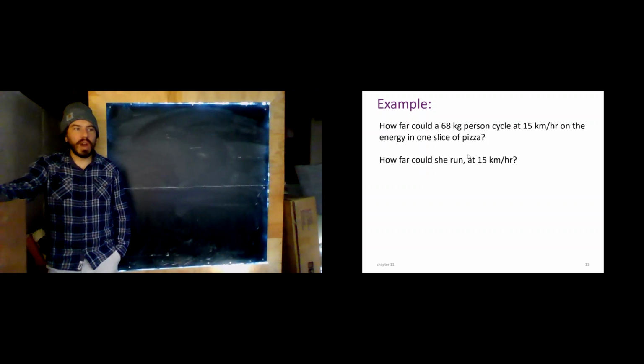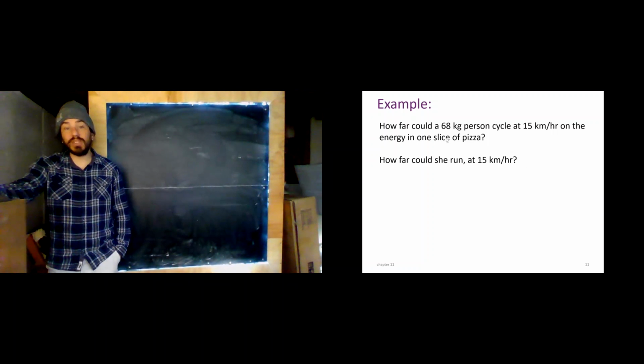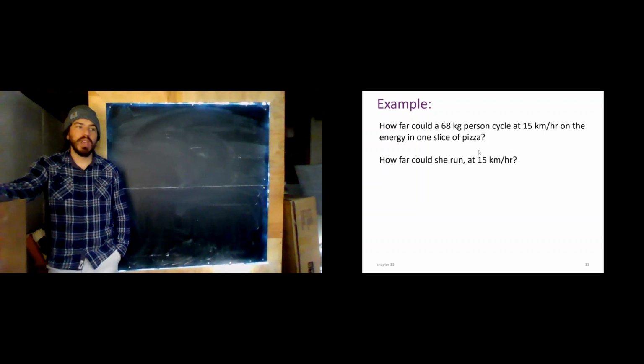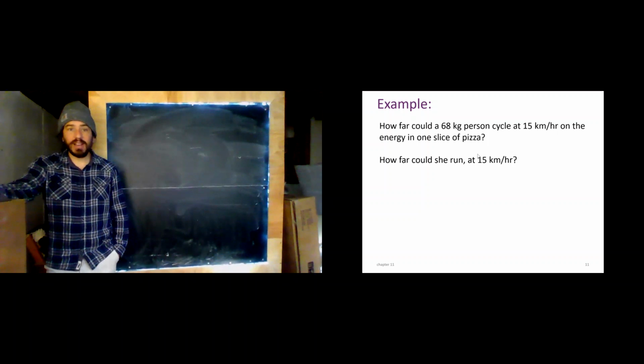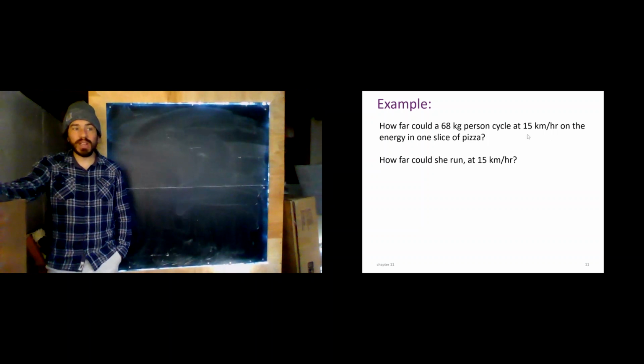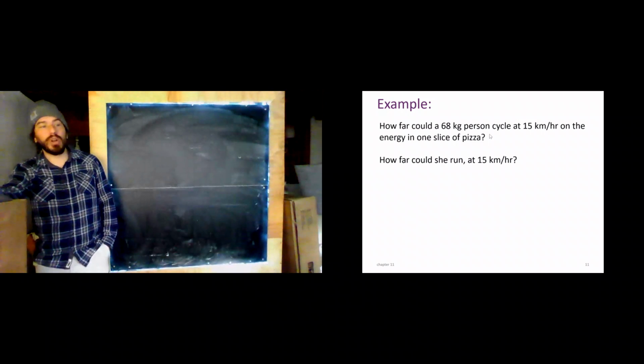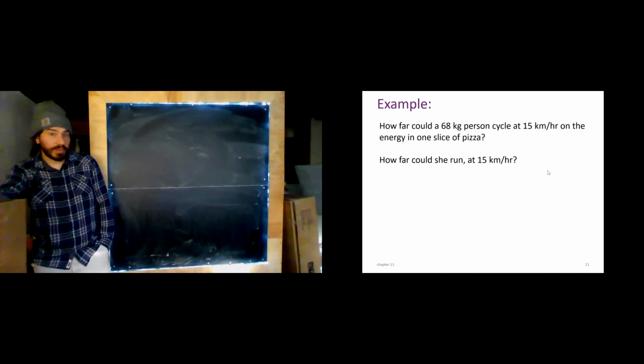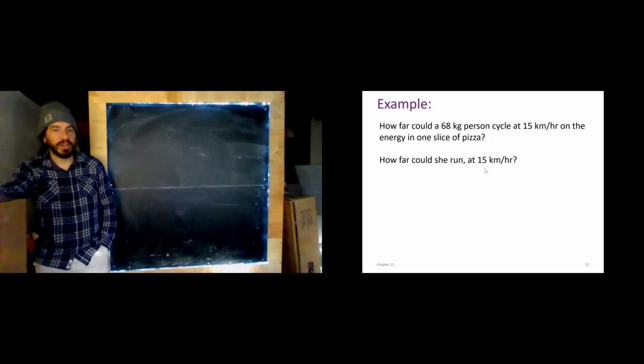Okay, so how far? Well, what we need to do, we need to have two pieces of information that we need to collect in order to answer this question. Those two pieces of information are how many calories, how much energy is in a slice of pizza. And the other piece of information is what is the metabolic rate of a person cycling at 15 kilometers an hour. And so those are in those tables, which I previously gave you. They're also in your book.